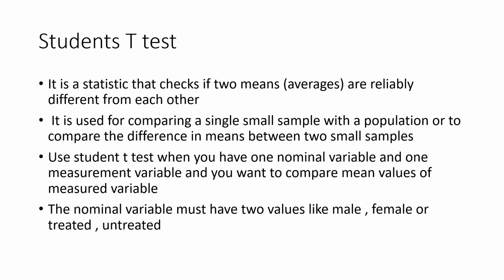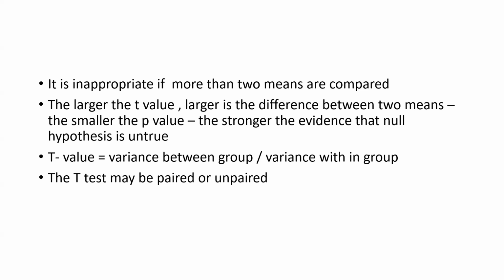Student t-test is a statistic that checks if two means are reliably different from each other. It is used for comparing a single small sample with a population or to compare the difference in means between two small samples. Use the student t-test when you have one nominal variable and one measurement variable and you want to compare the mean value of the measured variable. The nominal variable must have two values like female and male or treated or untreated. It is inappropriate if more than two means are compared.